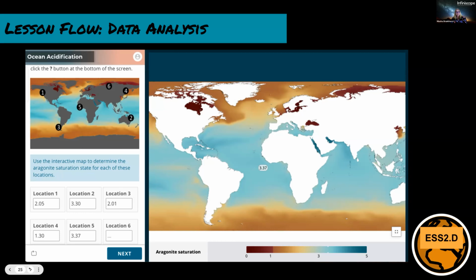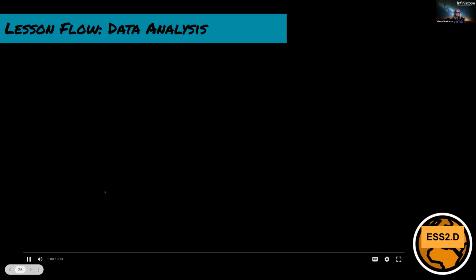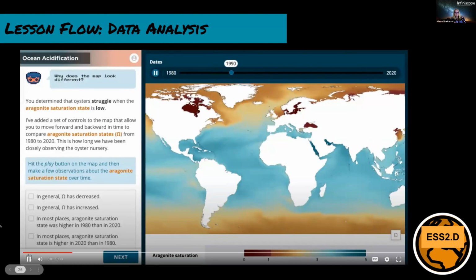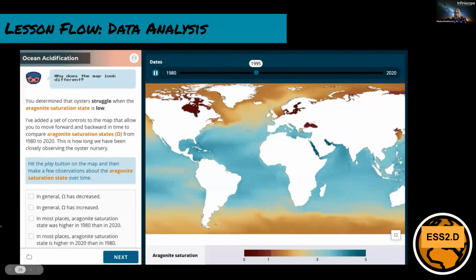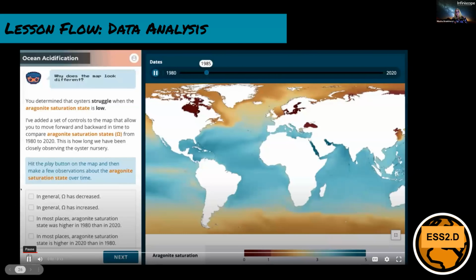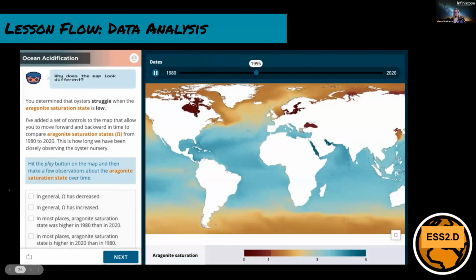We've got a video that shows what the student is seeing. It might be hard to see just from here that it is decreasing, so we've also got instructions to help students hold their cursor over any place on the map and compare the values, because we found that no matter where you are, the saturation state has decreased.